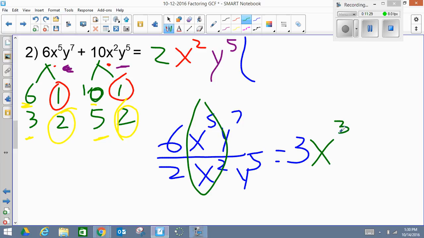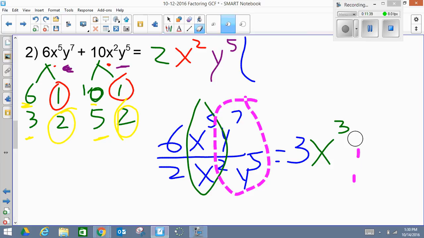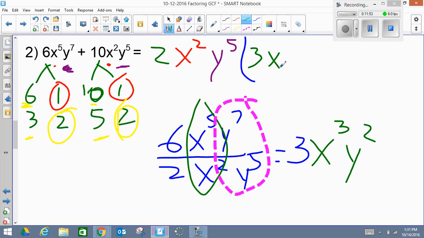Now let's look at the y's. Y to the 7th divided by y to the 5th. I'm sorry. I should have changed that before. Erase that y. I don't like it like that. Done. And green again. So y to the 7th divided by y to the 5th is y, 7 minus 5 is 2. So that's the answer for the first term: 3x cubed y to the 2nd power.